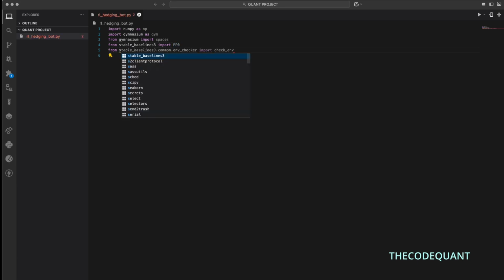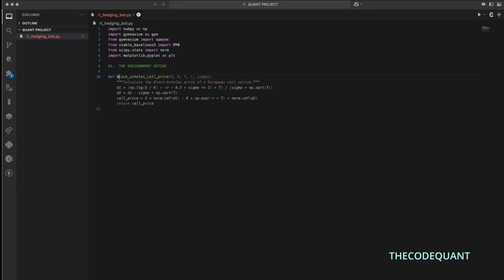We are also using Stable Baselines 3. This is a lifesaver. It contains pre-built reinforcement learning algorithms like PPO, so we don't have to code the neural network from scratch. And finally, SciPy is here so we can calculate the true Black-Scholes price to check our homework later. Before we unleash the AI, we need a benchmark.